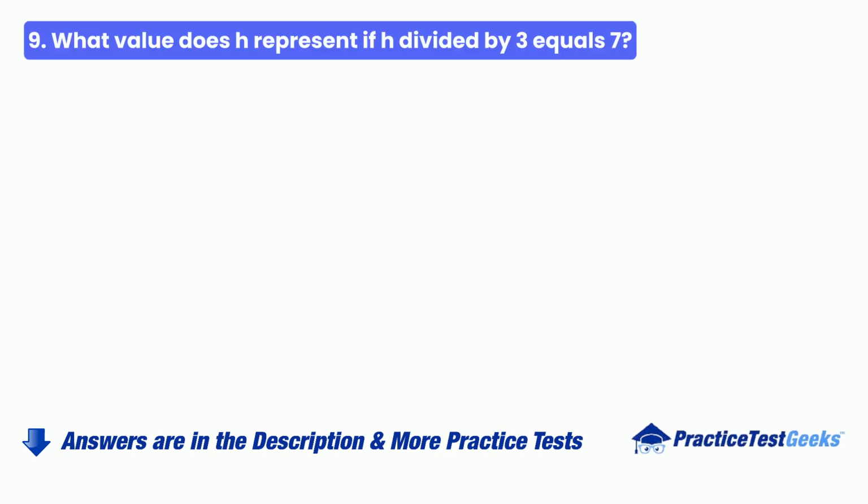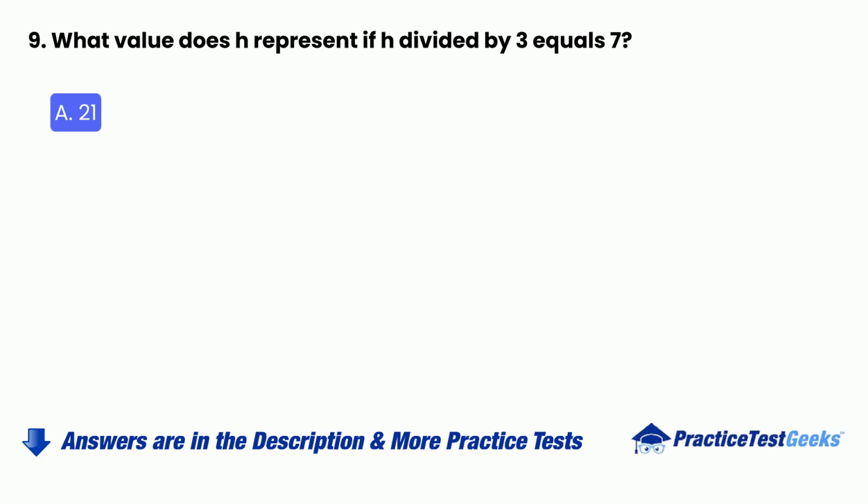9. What value does h represent if h divided by 3 equals 7? A. 21. B. 2.33. C. 10. D. 4.